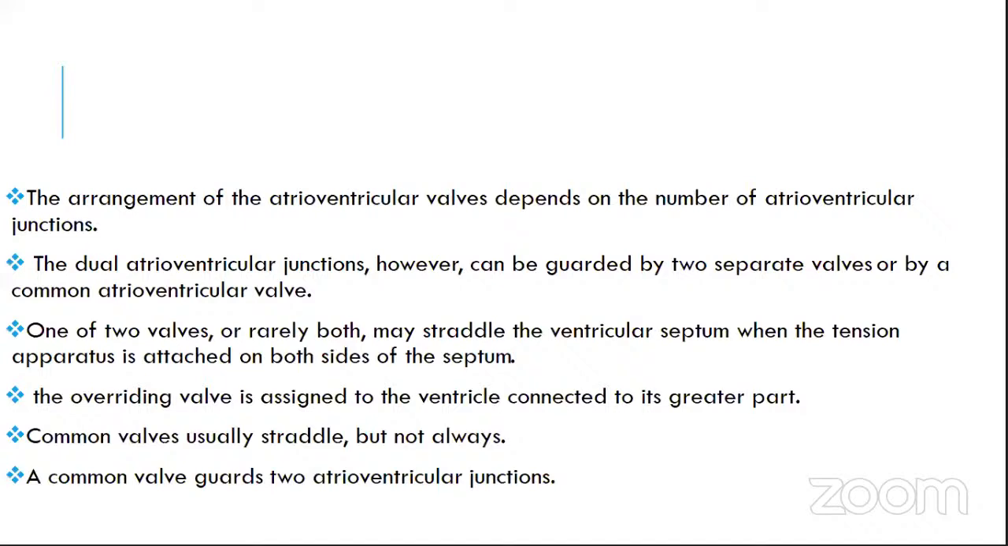The arrangement of the atrioventricular mass depends on the number of atrioventricular junctions. The dual atrioventricular junctions, however, can be guarded by two separate valves or by a common atrioventricular valve. One of two valves, or rarely both, may straddle the ventricular septum when the tension apparatus is attached on both sides of the septum. The overriding valve is assigned to the ventricle connected to its greater part. A common valve usually straddles, but not always. A common valve guards two atrioventricular junctions.